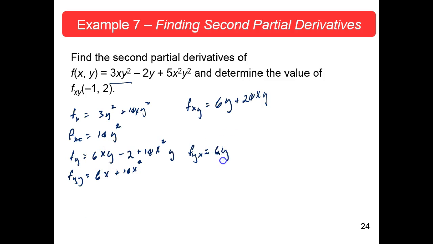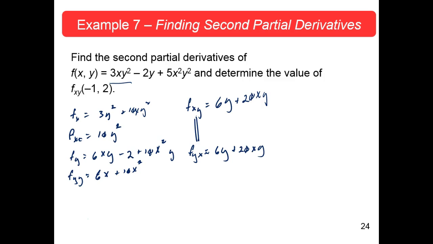6y. Perfect. Okay. And then the partial of minus 2 with respect to x. Derivative of a constant is 0. Okay, so that's a 0. And then the partial of 10x squared y with respect to x would be 20xy, because you see, you only reduce that by 1. Okay? And look here. The partial of f with respect to x, then with respect to y, is exactly the same as the partial of f with respect to y, then with respect to x. Those are identical.